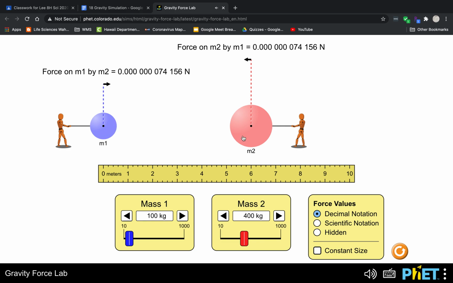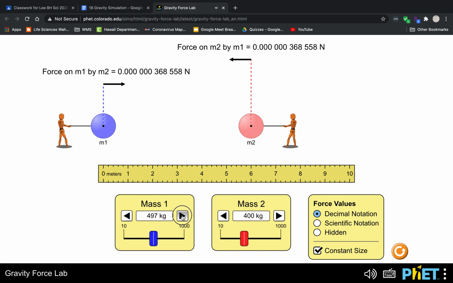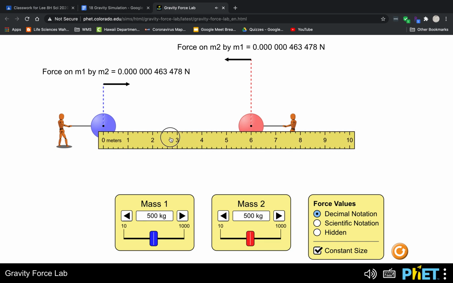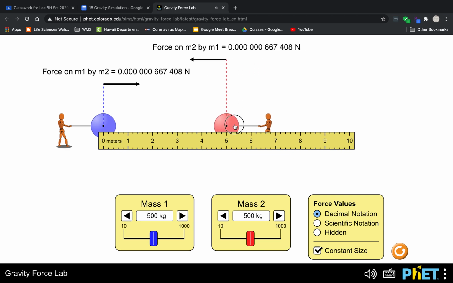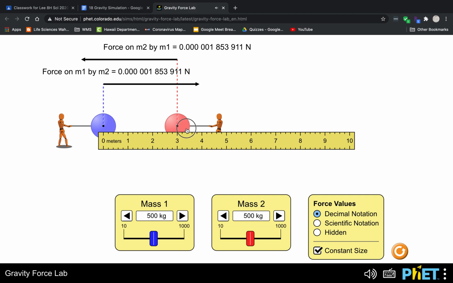The first thing we should do is click the constant size box, so that the size of the ball doesn't change. And let's set the mass for ball 1 to 500 kilograms. And let's set the mass for ball 2 to 500 kilograms. But as you can see, the distance is still too far, so let's move them closer together, 3 meters apart. And let's read our force. As you can see, the force of the blue ball attracted to the red ball is exactly the same as the force of the red ball attracted to the blue ball, because that's how gravity works. It's attractive in both ways.